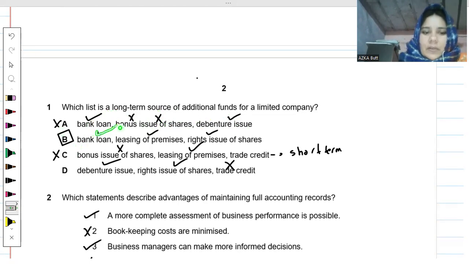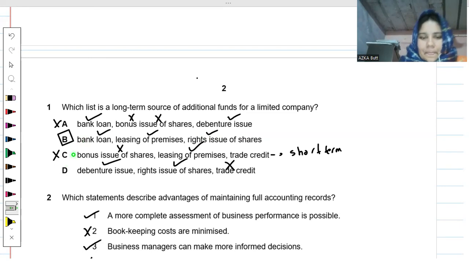Option B, bank loan, yes. Leasing our premises, like if we are leasing out one of our buildings to someone else, maybe we are getting the amount every month for many years, maybe 10 years or more than that. So yes, this is the additional fund and this is a long-term source. Right issue of shares, yes, of course, this is also a long-term source of additional funds.